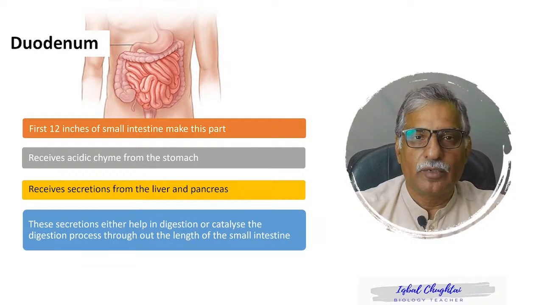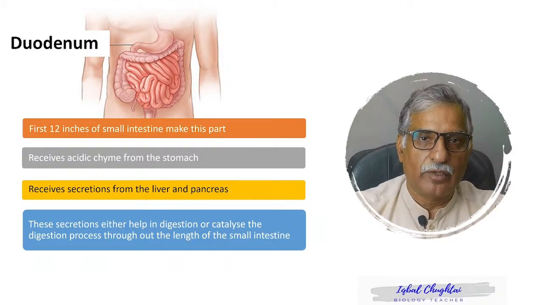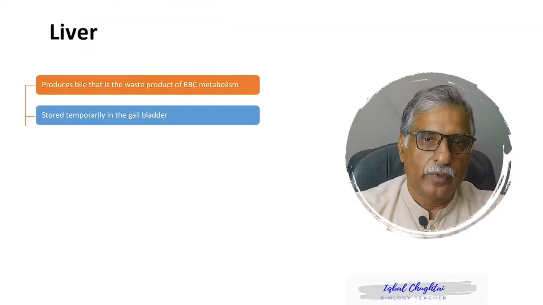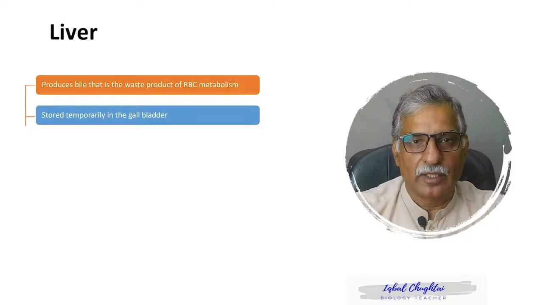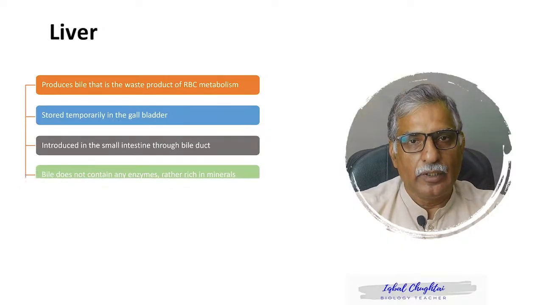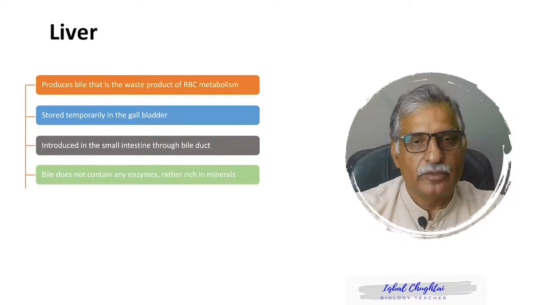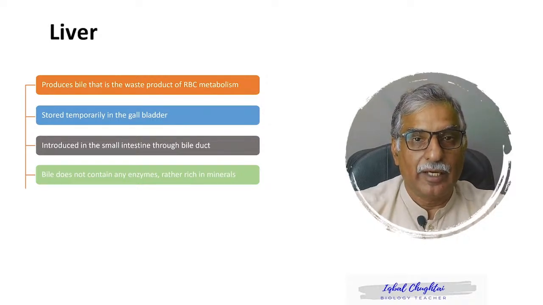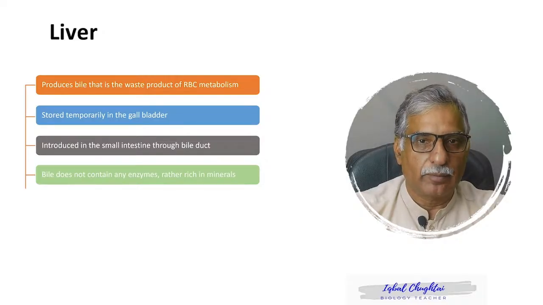So this is naturally prevented by the secretions coming from the liver. The liver produces bile that is stored in the gallbladder, and when the digestive activity starts in the duodenum right after receiving chyme, a little bile is introduced through the bile duct into the duodenum part of the small intestine. This bile contains minerals and pigments, but does not contain any enzyme. It does not take part in digestion of food directly, but it creates the environment that makes food digestion complete in the shortest time.